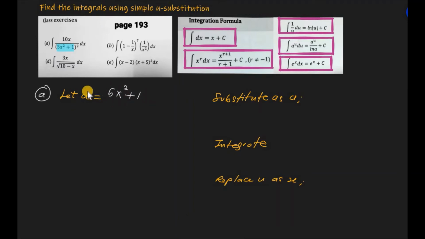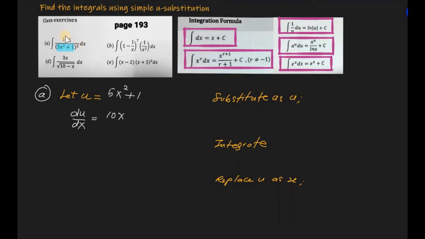When you are choosing the u, make sure that your u is easy to differentiate, like this one, okay? So we have 10x. Do not choose 5x squared plus 1 power 2. So we choose a simple one, and then we substitute u in this.